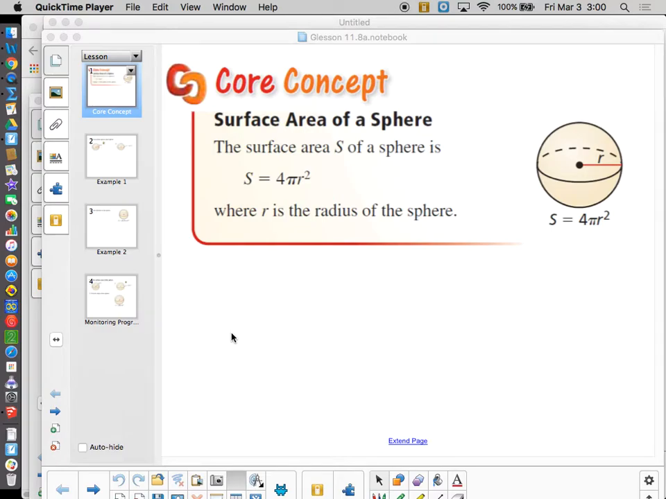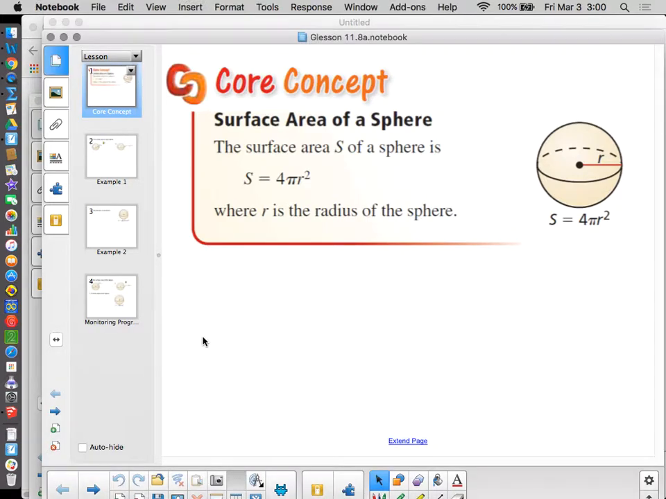Here we are, the final section of the book that we're going to be completing this year, and that is Chapter 11, Section 8, Spheres.